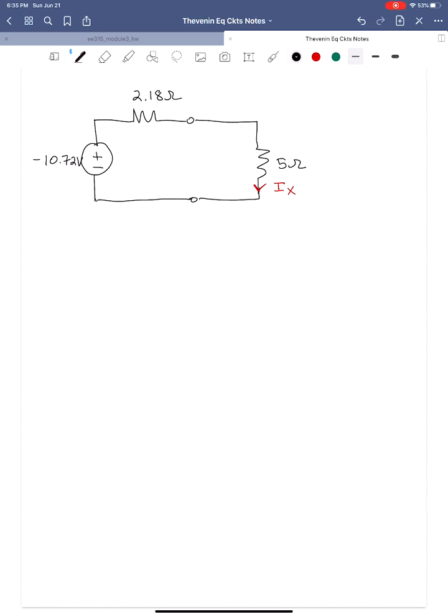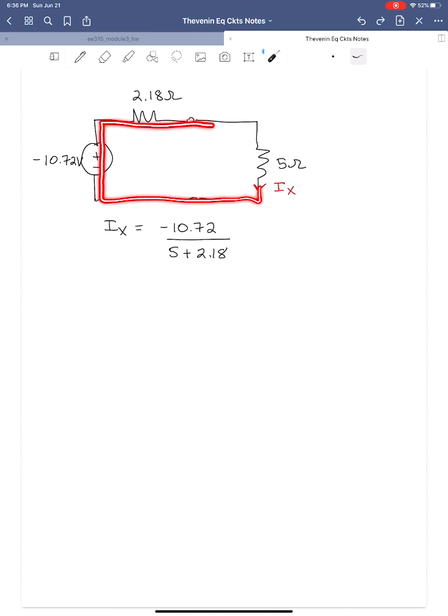All right, and this is just going to be an Ohm's law equation. Ix is equal to minus 10.72 divided by the series combination of the 2 resistors. The passive sign convention is holding, so this current's flowing from minus to plus through the source, and then will flow from plus to minus through the resistor. It just so happens that our source is negative here, but that's okay. We're going to end up with a negative current, which is going to balance everything out nicely. This is going to be minus 1.44 amps.